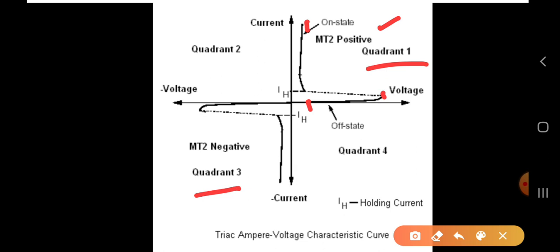The same thing will happen in reverse bias, when the positive supply terminals are changed. So here, when the negative half cycle of the AC supply is given, similarly there is a breakover voltage. As soon as it reaches the breakover voltage, the TRIAC turns on, and here also your current becomes very high and the voltage comes down.